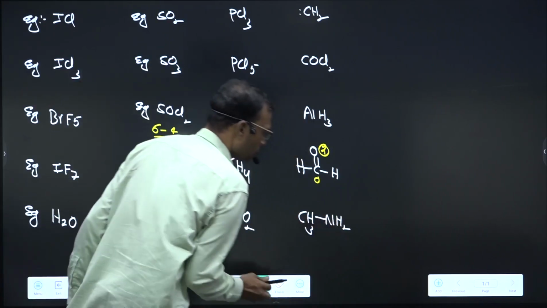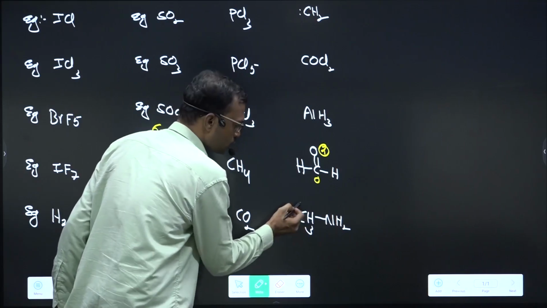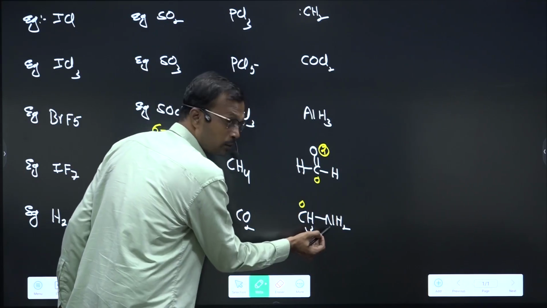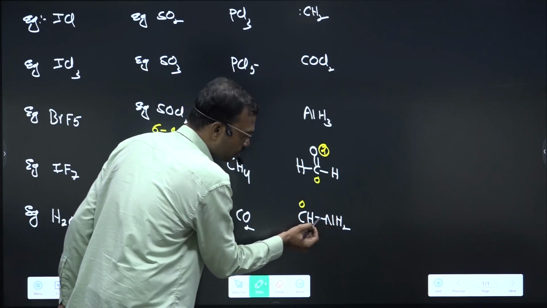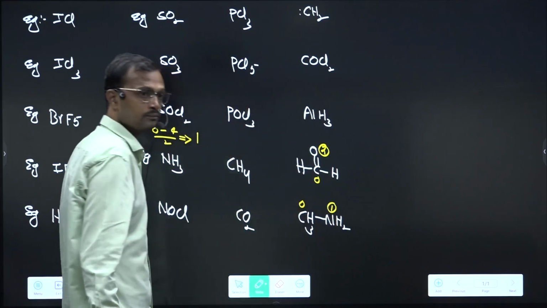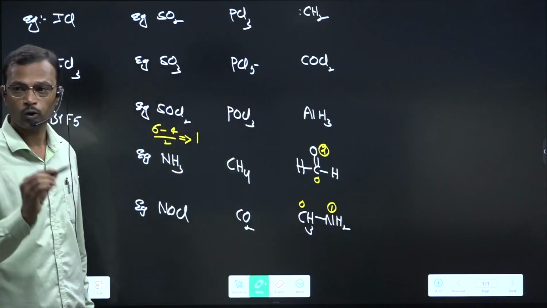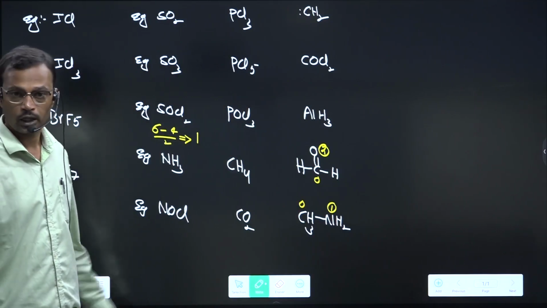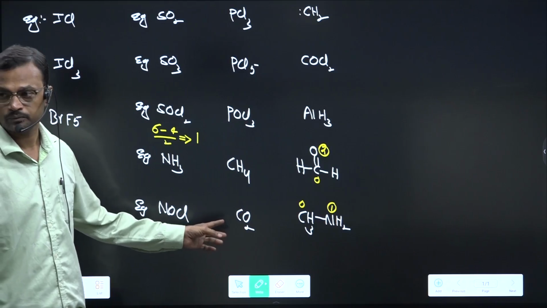Suppose I write CH3NH2. How many lone pairs are present? Carbon 0. Nitrogen? See, nitrogen is a fifth group element, 5 minus 3, 2 by 2. Here how many lone pairs? 1 lone pair. 1 lone pair means how many electrons? 2 electrons. They are most helpful for your examination.